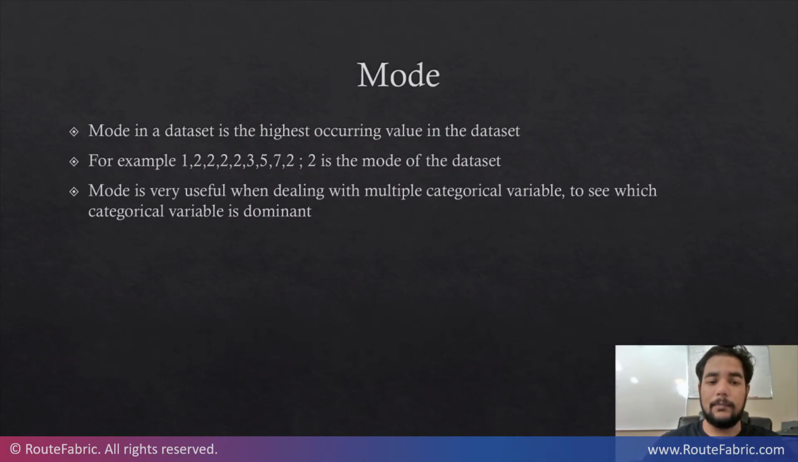Next up, it is mode. Mode in a dataset is the highest occurring value in the dataset. In the example dataset, we have 1, 2, 2, 2, 3, 5, 7, 2. 2 seems to be occurring the most, 5 times, and that's why it's the mode of the dataset. Mode is very useful when dealing with multiple categorical variables because you can find the mode and see which of the labels are being repeated multiple times in the dataset.